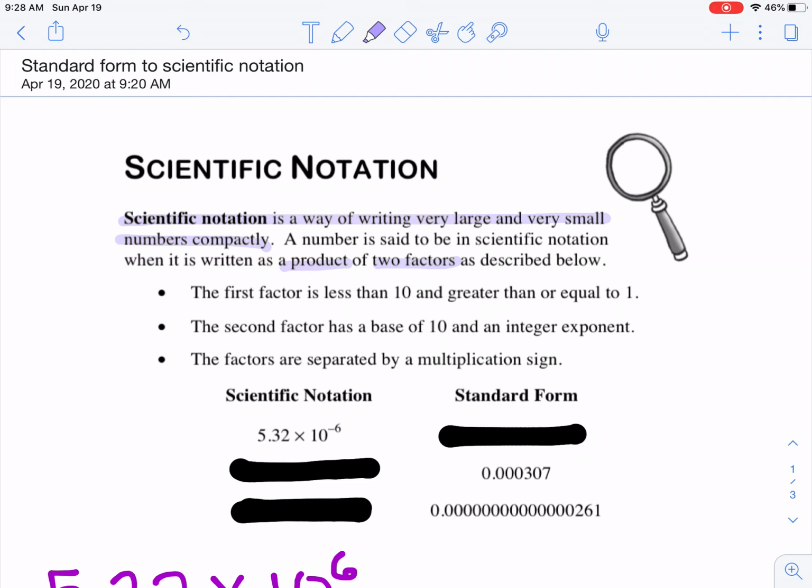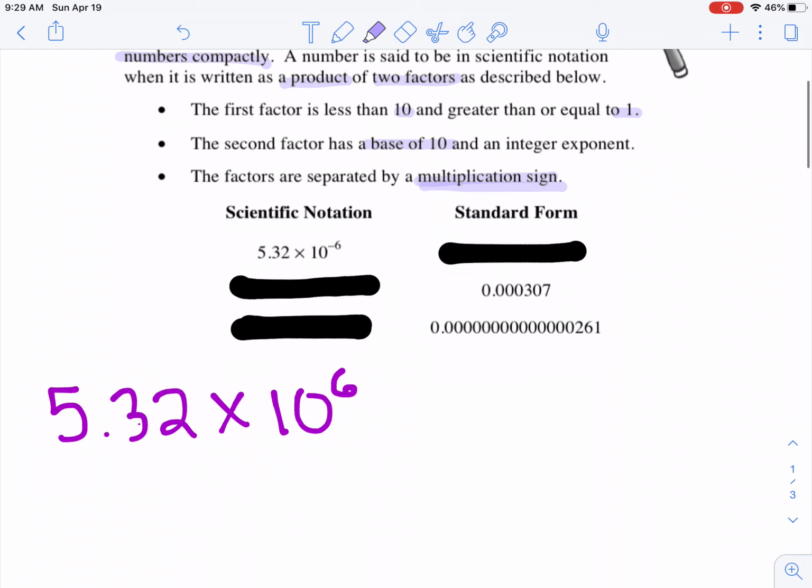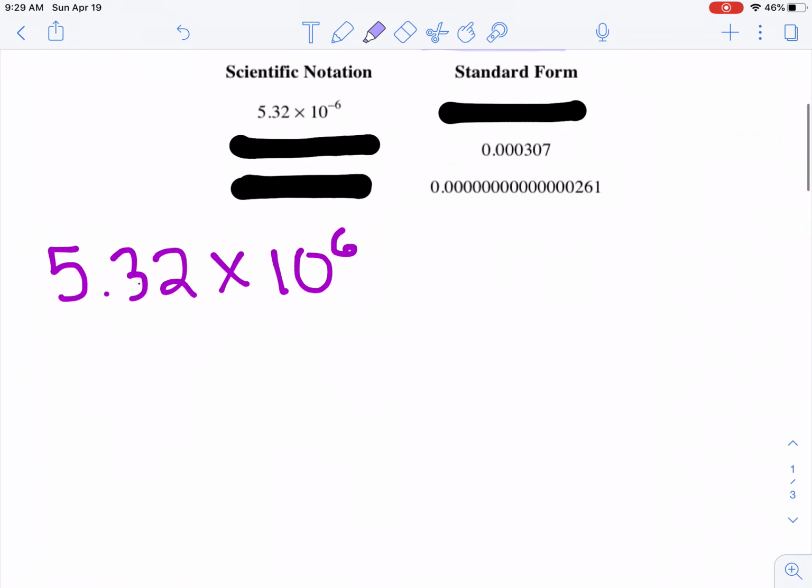The first factor is less than 10, but greater than 1, okay? The second factor has to be a base of 10. So that's where your product comes into play. And the factors are separated by multiplication, okay? So I took some of the values out of this chart so that we could fill it in, okay? But I first want to review what we looked at last week, okay?